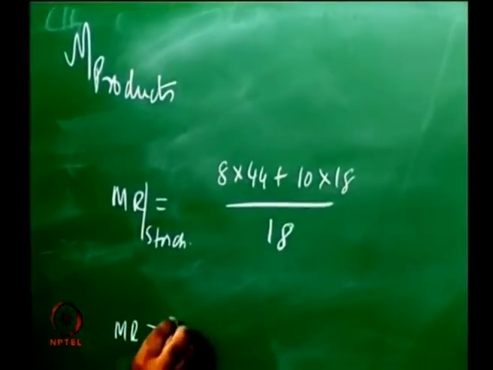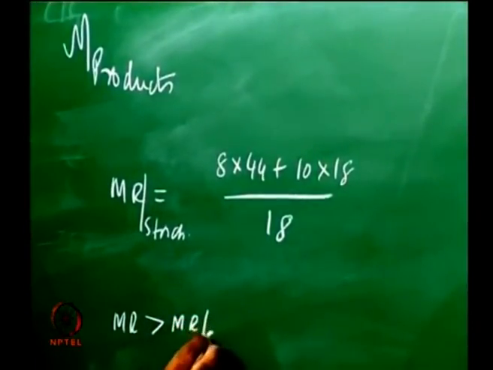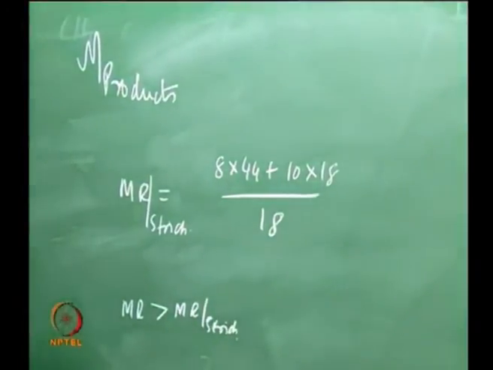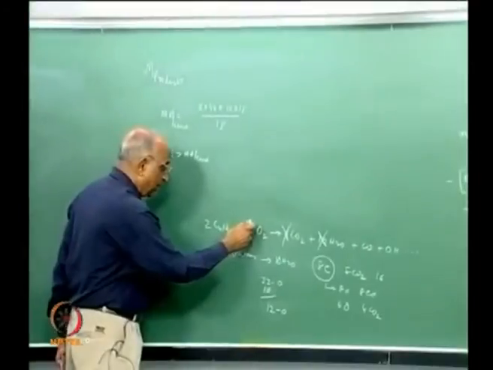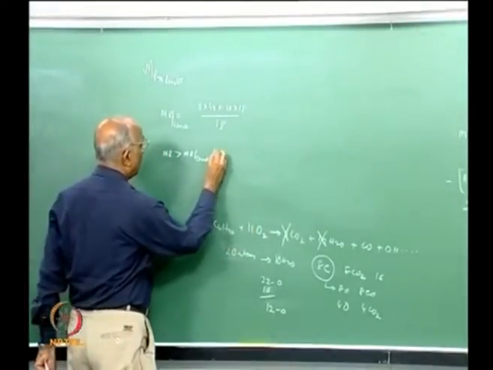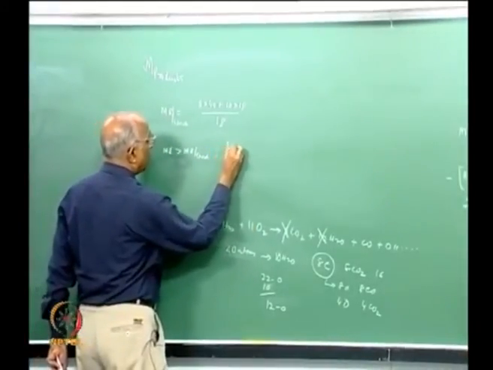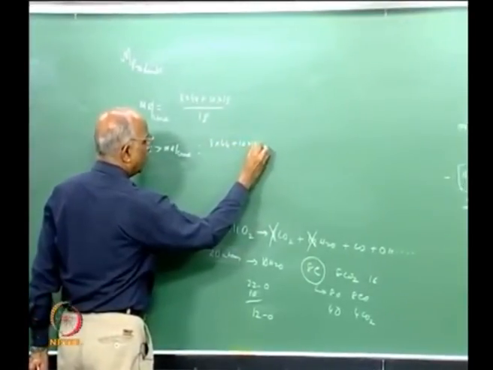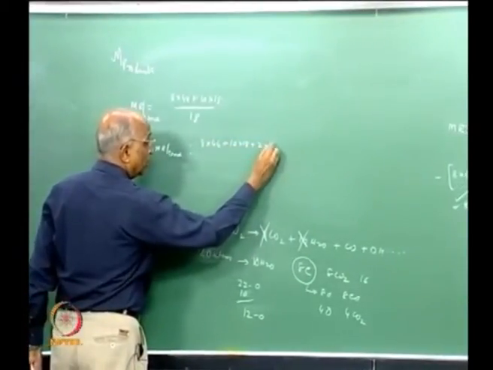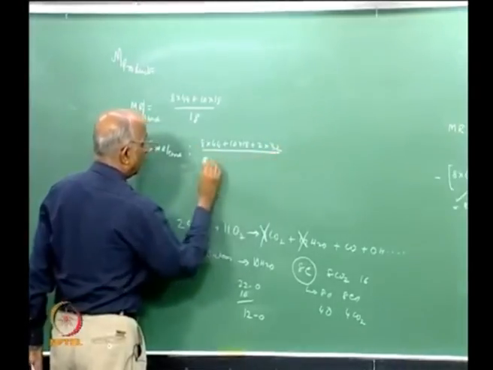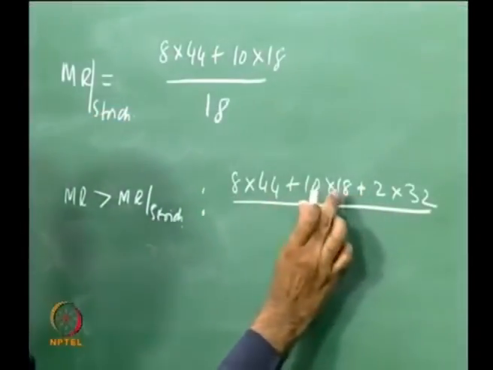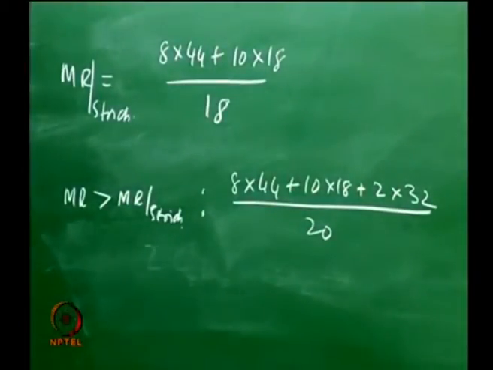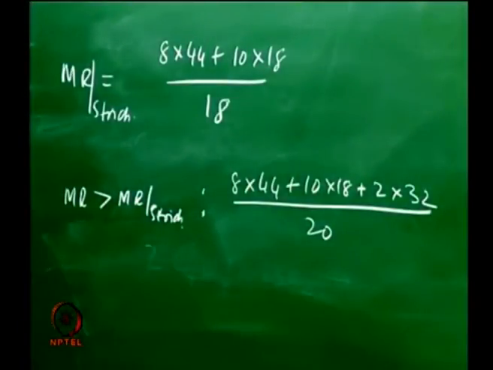If it was more than stoichiometry, that is, mixture ratio greater than stoichiometry, when we had something like 15 instead of 13, what did I get? I got (8 × 44 + 10 × 18 + 2 × 32) divided by (8 + 10 + 2) = 20. I am looking at the mean molecular mass of the products.